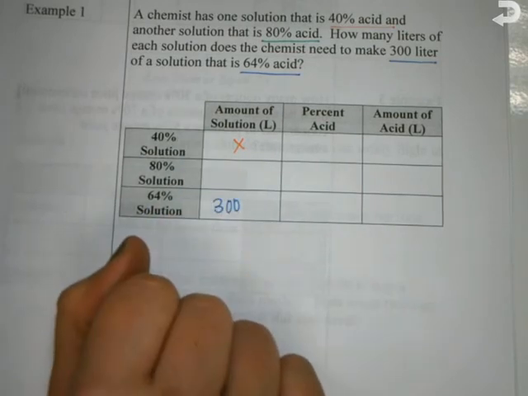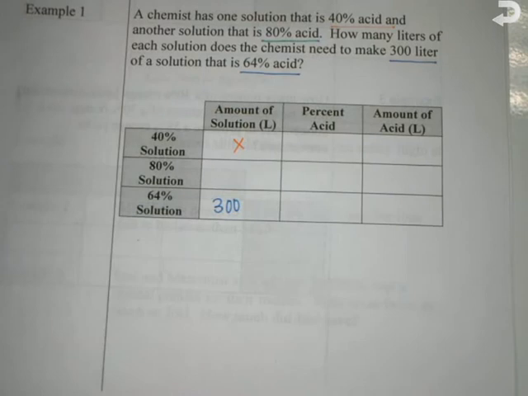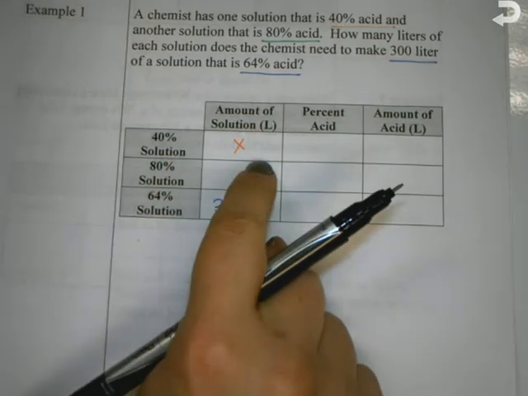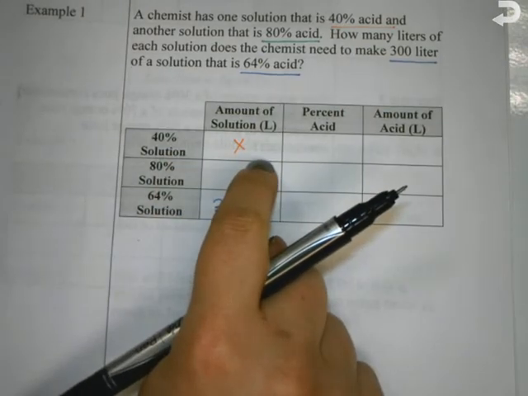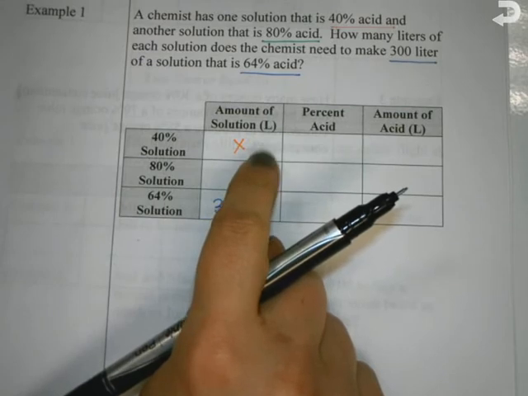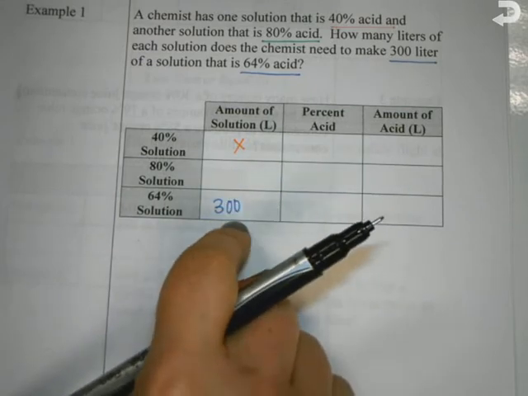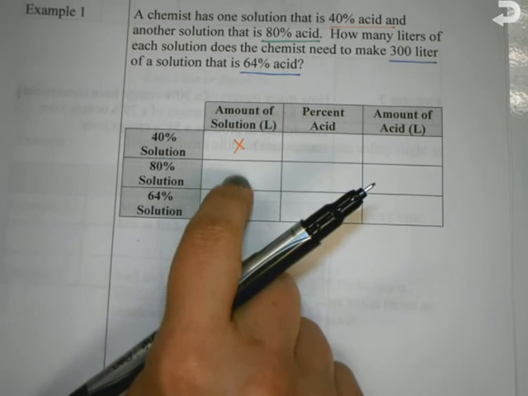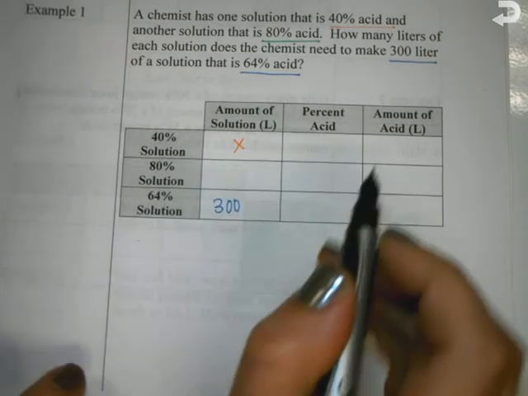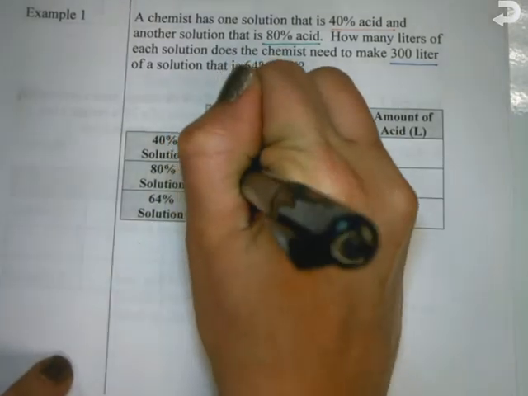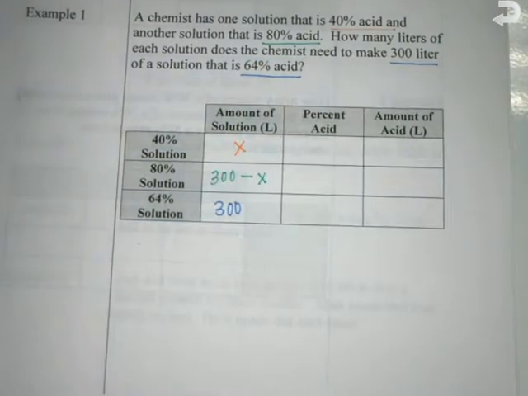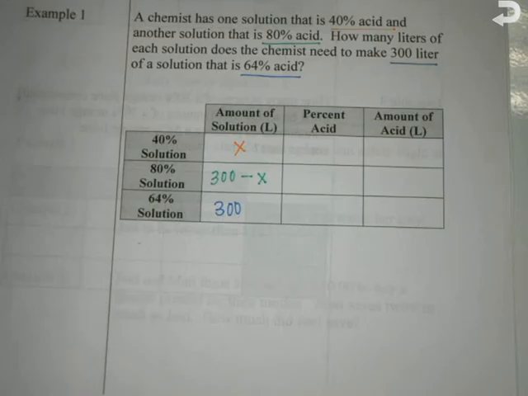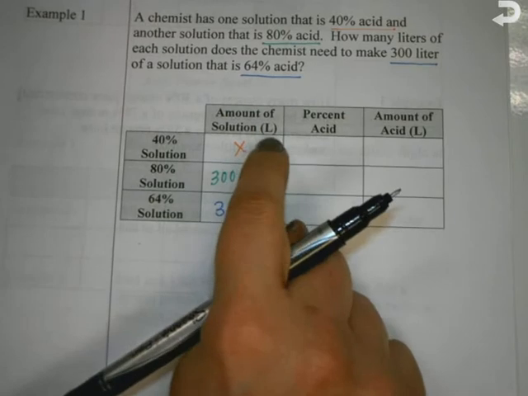It's not going to be a number. Let's think about it. I have X amount of the 40% solution. I want total 300 liters. How could I figure out how much of this one I want? Right? When I add these two together, I want it to get to 300.